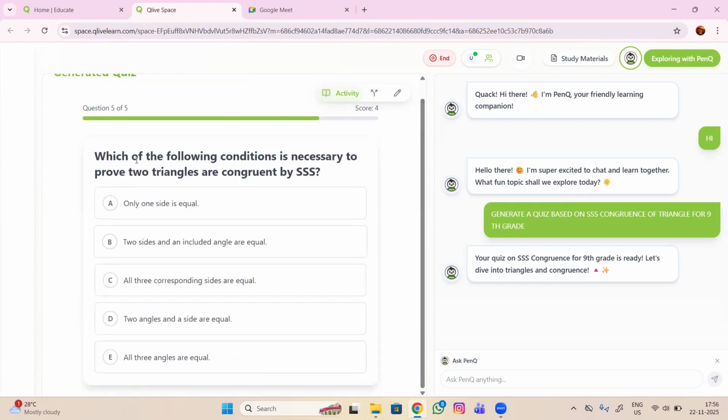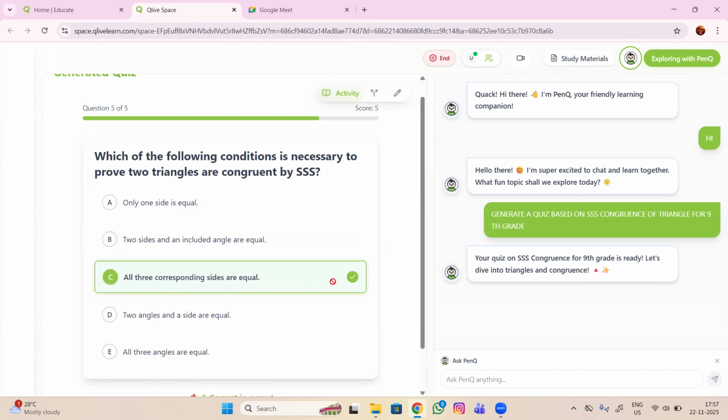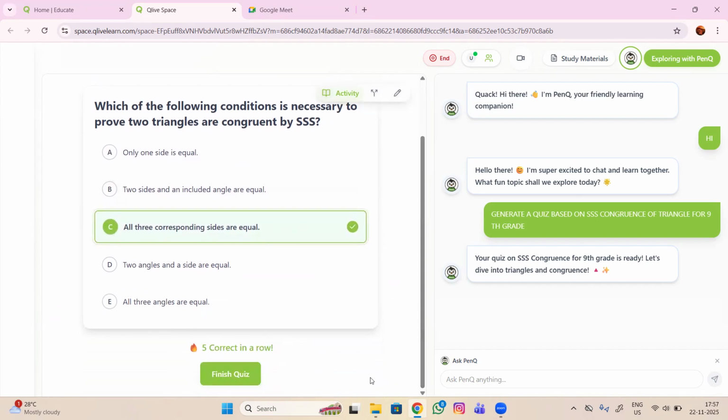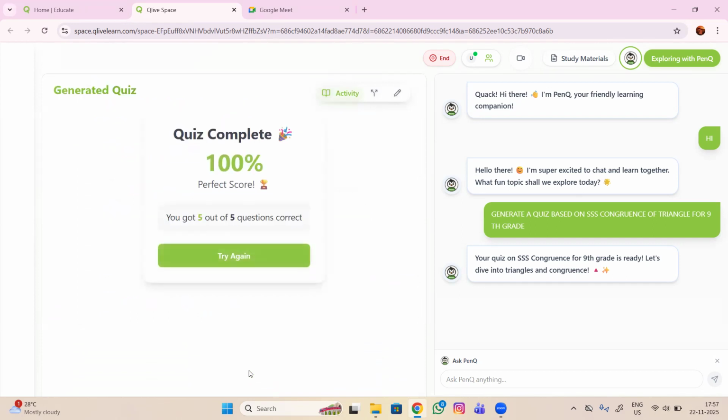Then the last question. Which of the following conditions is necessary to prove two triangles are congruent by SSS? Only one side is equal? No. Two sides and an included angle are equal? No, it's wrong. All three corresponding sides are equal? Yes. So our quiz is completed. Wow, you got 5 out of 5. Wonderful. Great job.